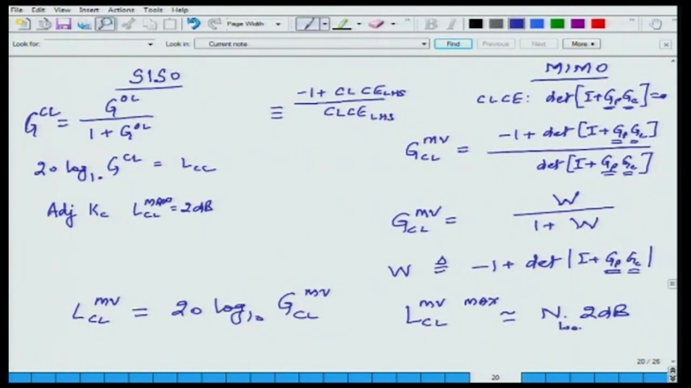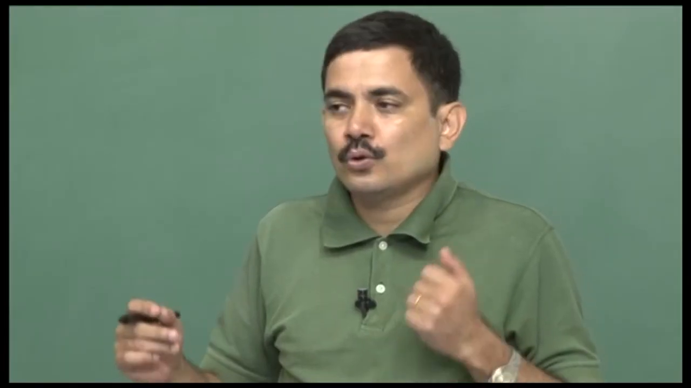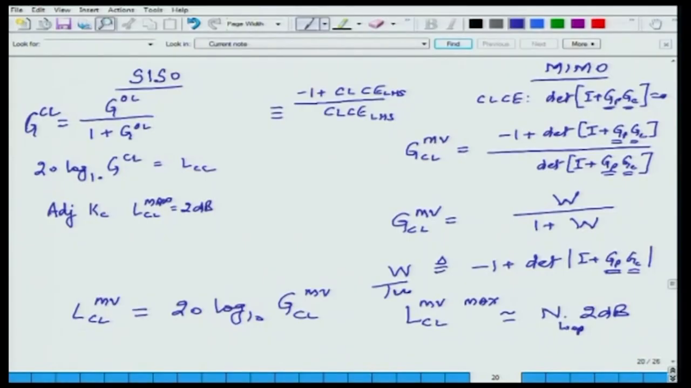So if it's a 2x2 system, I'll tune my multivariable system so that I get an LCL multivariable max of 4 dB. If it's 3 loops, 6 dB. 4 loops, 8 dB. Okay. Now let's come to tuning the controllers such that this criterion is satisfied, this criterion right here. That's what I want to do.